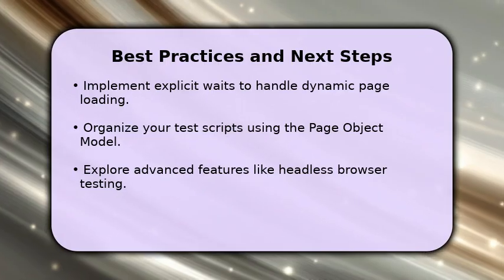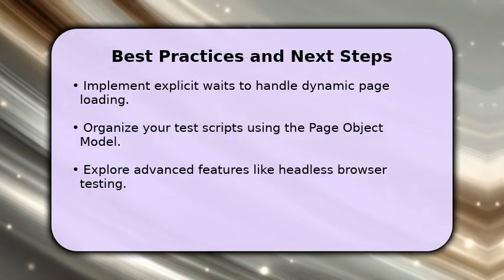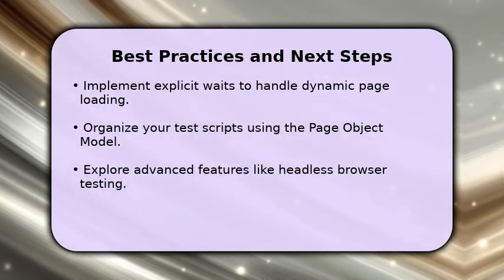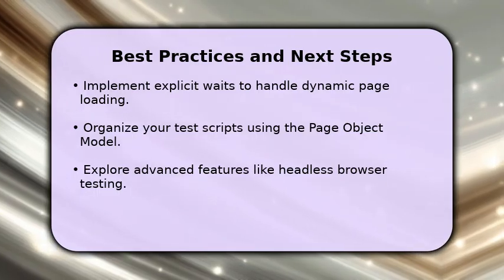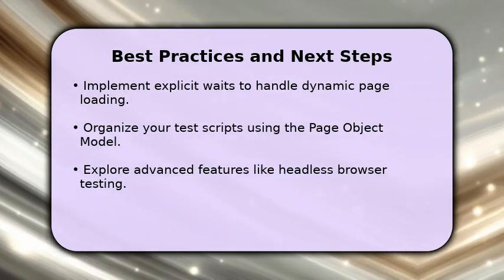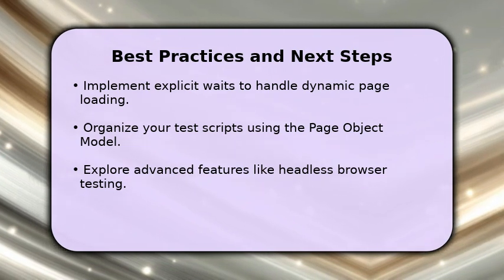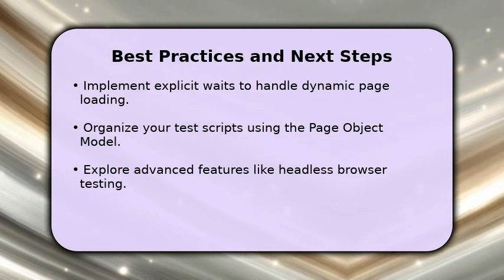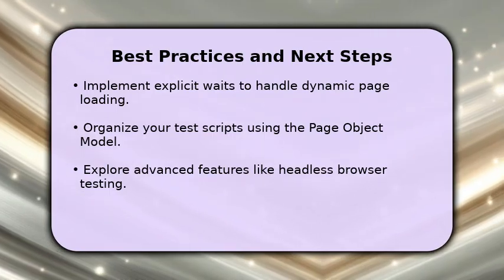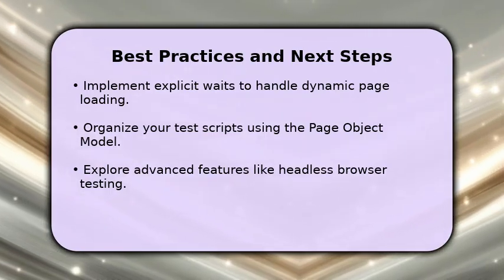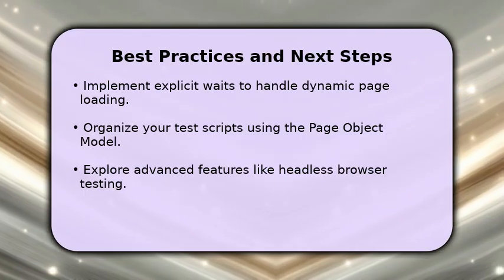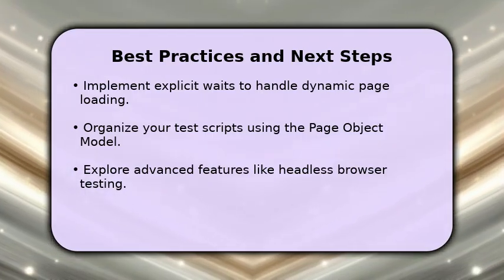For robust automation, consider best practices. Use explicit waits to manage dynamic page loading, preventing test failures due to elements not being immediately present. Adopt the page object model to create maintainable and reusable test code. As you progress, explore advanced features such as running tests in headless browsers for faster execution and integrating with continuous integration pipelines.